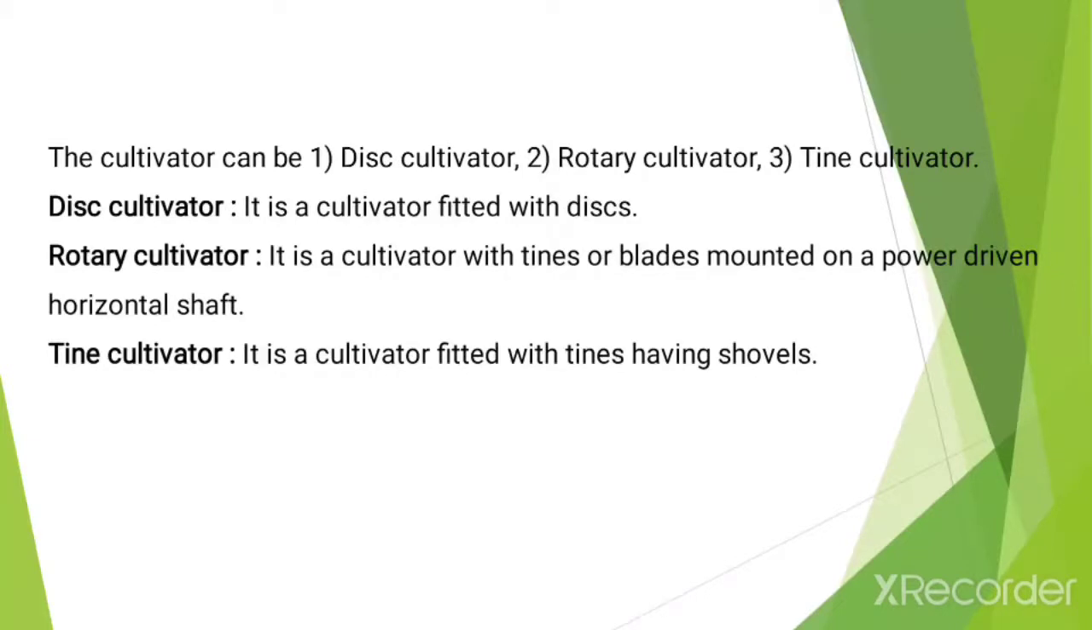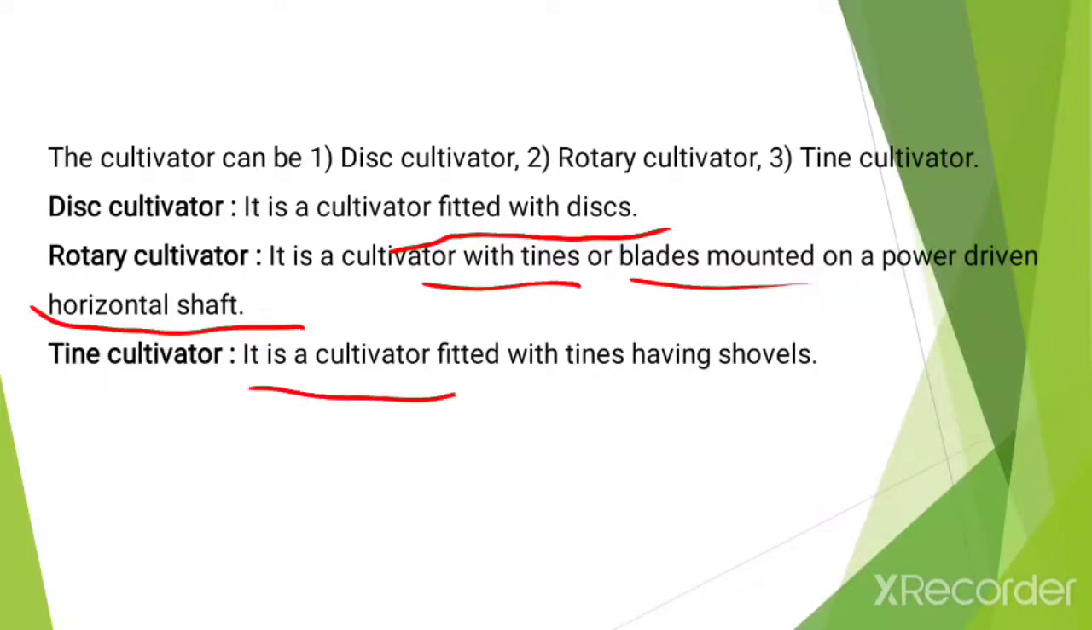A disc cultivator is a cultivator fitted with discs, so it is named a disc cultivator. In the case of a rotary cultivator, it is a cultivator with tines or blades mounted on a power driven horizontal shaft. And a tine cultivator is the cultivator fitted with tines having shovels.